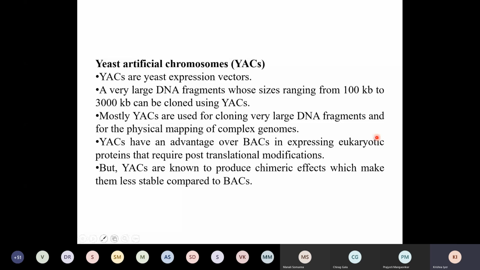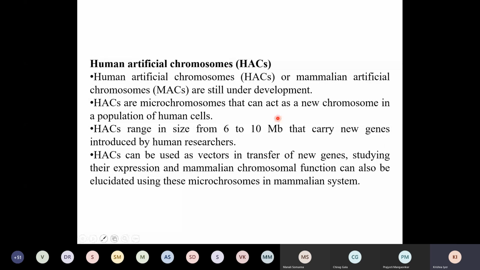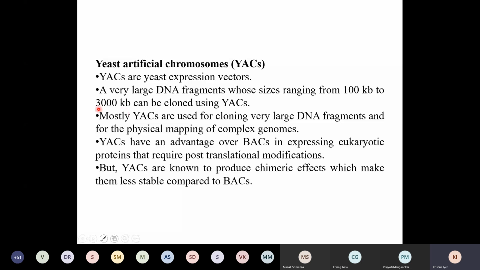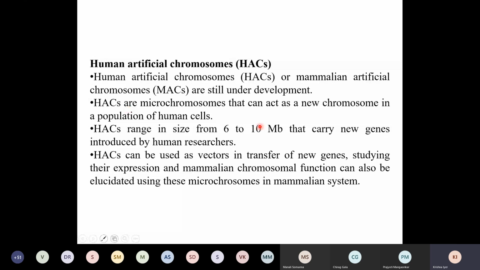And not to leave anything unfinished, you can also have human artificial chromosomes. This is very specific for taking DNA into human cells or mammalian cells in general. And look at how much DNA they can carry, 6 to 10 megabases. Now remember, previously it was 3000 kilobases, which means 3 megabases. This can take 6 to 10. So these are able to take large pieces of DNA.